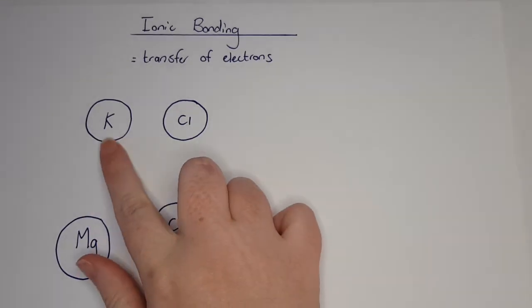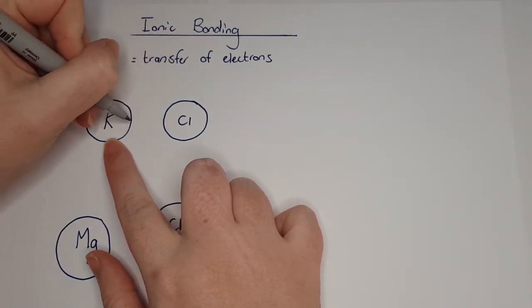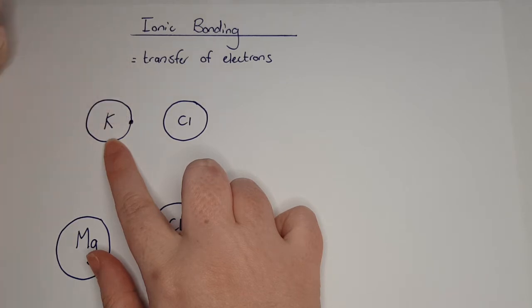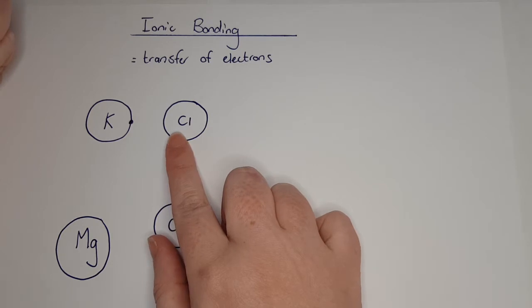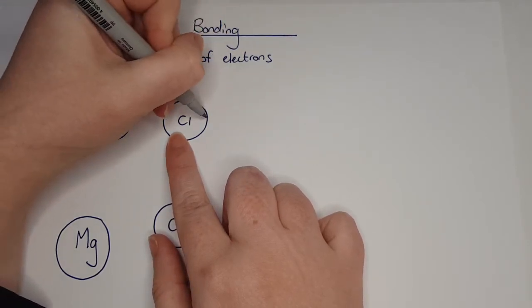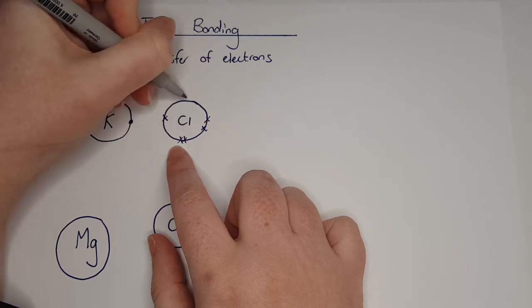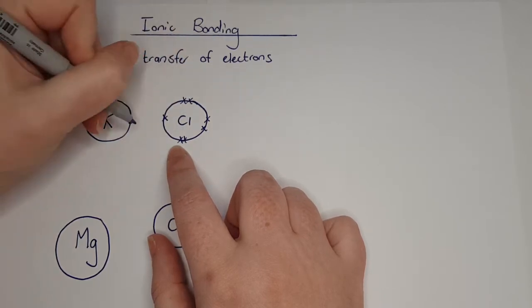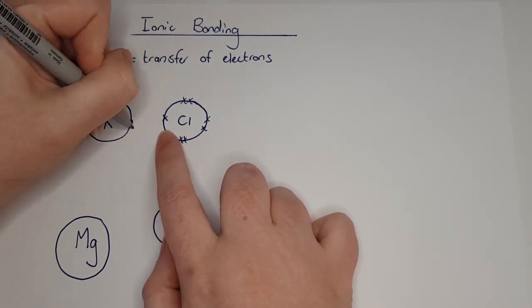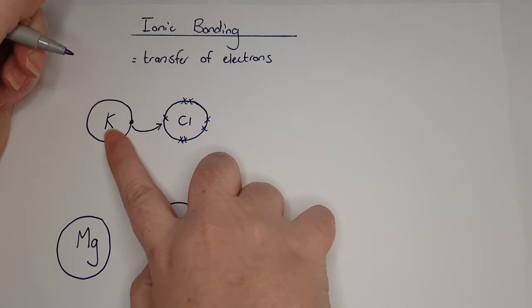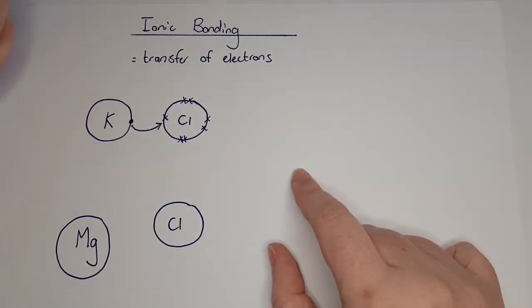So if I have an electron on my one element, so potassium there has one electron, and then chlorine, which is my nonmetal, has 7 electrons. So now the potassium has one to give, the chlorine needs one, so it is going to transfer its electron from where it has it to there to make all the outer shells full.